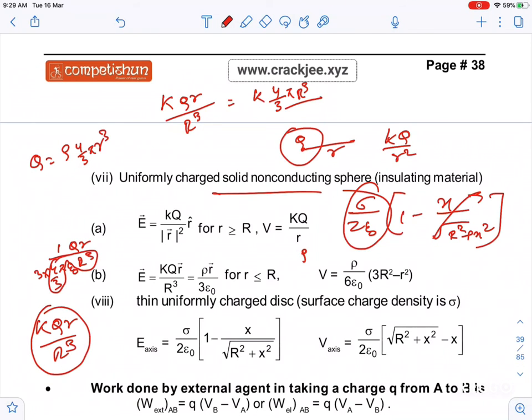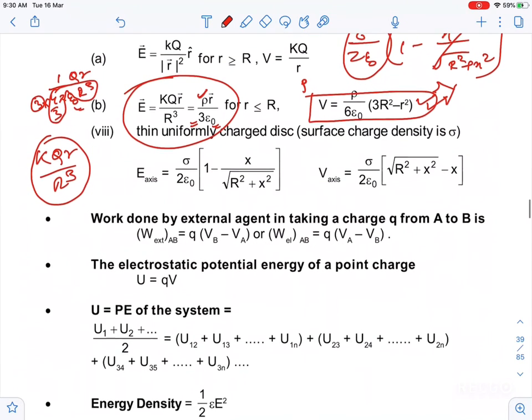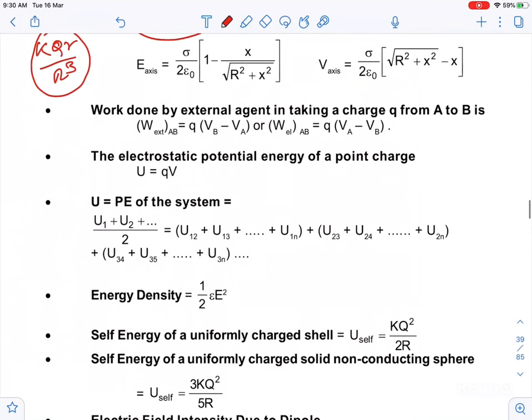So what is this, 4 by 3 pi r cube, can I write this as volume? So this charge per unit volume is rho, then in place of rho, this 3 remains as it is and this epsilon naught as it is, r. That is why this formula is written in terms of rho r by 3 epsilon naught, and potential is rho by 6 epsilon naught (3R square minus r square). This you can use in gravitation also, guys, keep in mind.